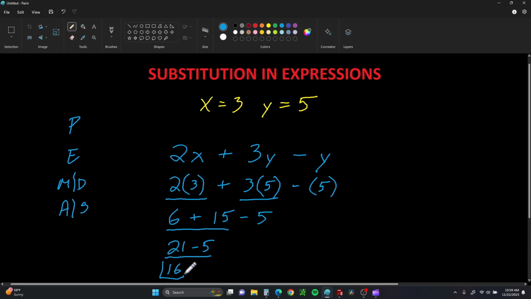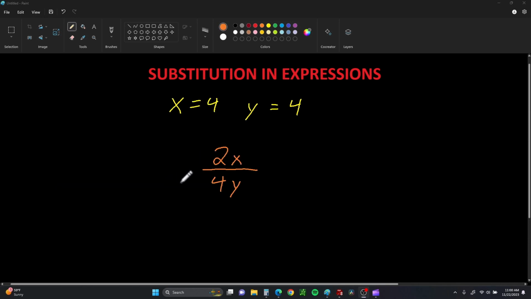In this problem, we have a fraction, and there's 2x in the numerator and 4y in the denominator, and this actually means to divide. So what I'm going to do is, right next to it, I'm going to write 2 and times, and I'm replacing the x with a 4. There's my substitution. And then I'm going to do 4 times y, which is 4 times 4.